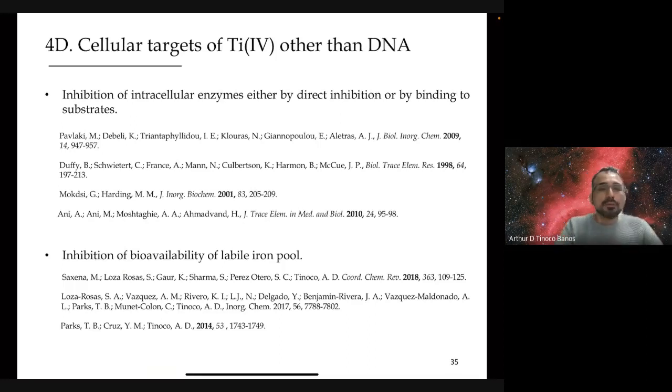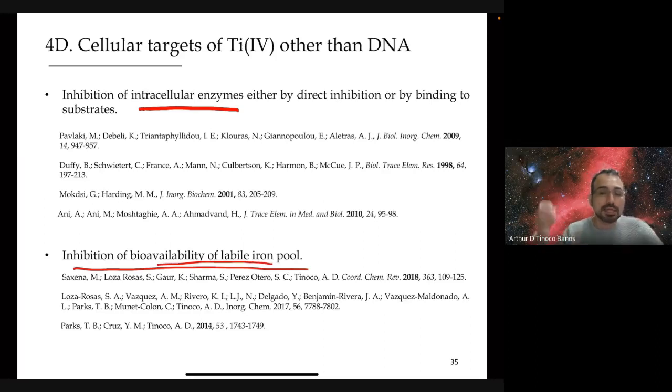So in terms of the cellular target of titanium, I already mentioned that titanium is believed to be able to bind to DNA at the phosphate groups. But there are also suggestions that titanium can hit other targets, for instance, inhibit intracellular enzymes, either by direct inhibition or by binding to the substrates of these enzymes and making them not recognized by the enzymes. There's also the suggestion that with chelators bound to the titanium center, there can be a synergism between the titanium and the chelators to inhibit the bioavailability of the labile iron pool.